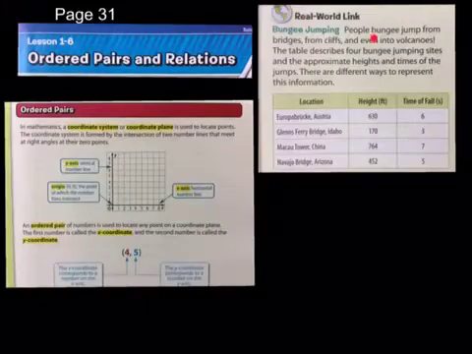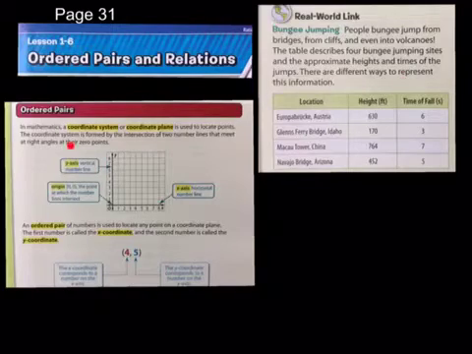As you can see, people bungee jump from bridges, from cliffs, and even into volcanoes. The table describes 4 bungee jumping sites and the approximate heights and times of the jumps. There are different ways to represent this information. So we have the location: there's a place in Austria, one in Idaho, one in China, and one in Arizona. This is the height from the jumping point to the bottom, and this is the time that it takes to fall. So there's a way to represent this information using a coordinate plane.